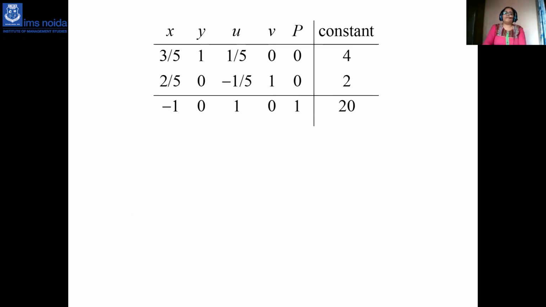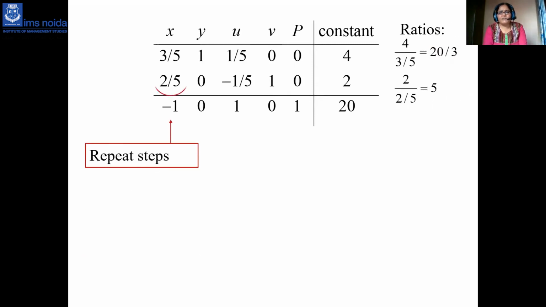So now the -1 column is your key column. For the first row, 4 divided by 3/5 will be 20/3, and 2 divided by 2/5 is 5. So the first one is 20/3, the second is 5. 20/3 is more, 6 point something, so 5 is the lowest one. 5 is less as compared to 20/3, which corresponds to the minimum ratio 2/5.